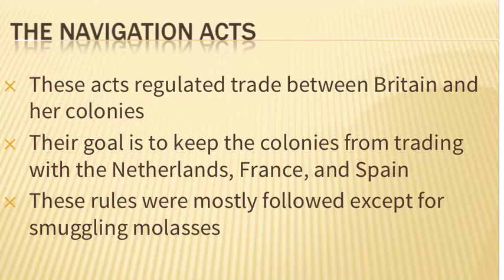These rules in the 1600s and early 1700s were mostly followed, except for smuggling molasses. The way the sugar taxes were at that time, nobody really followed them because it would have prevented them from being successful. So the Navigation Acts were not ignored a great deal, other than with the smuggling of molasses.